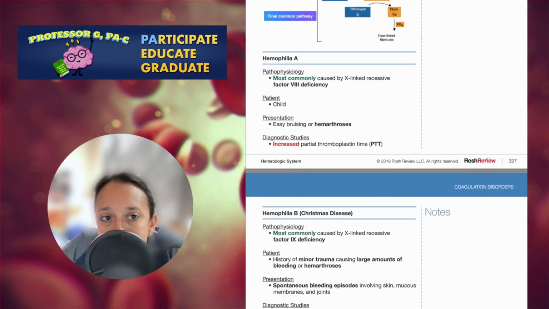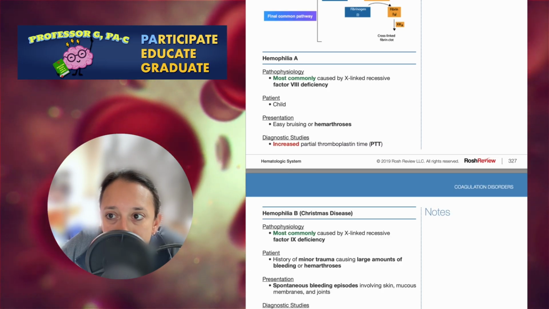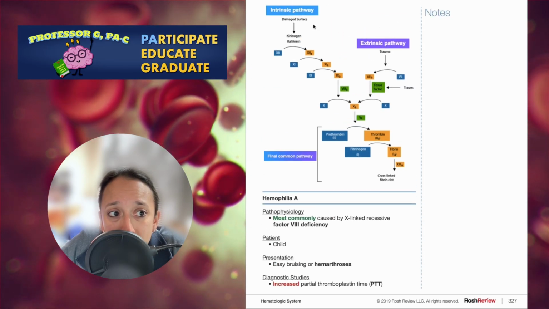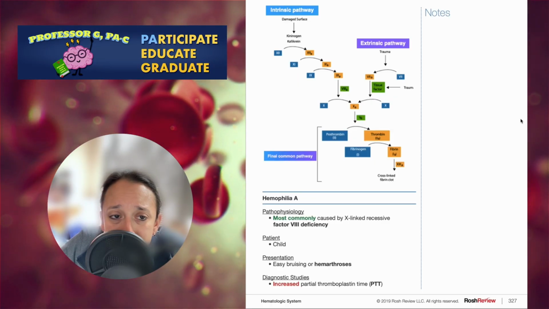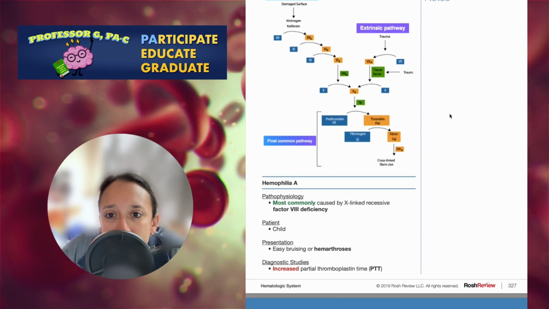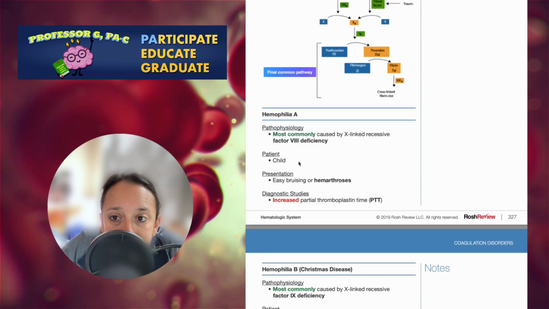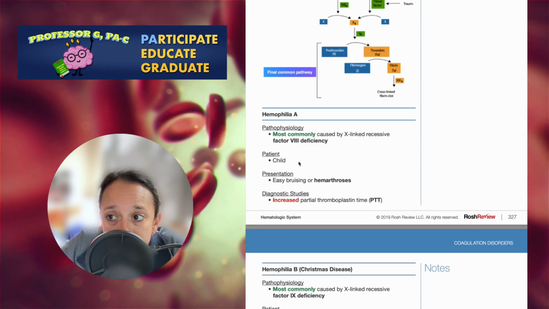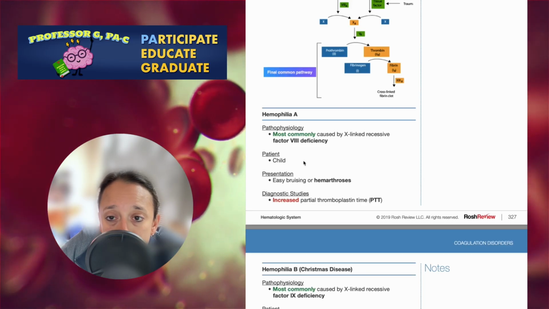So hemophilia A is a congenital deficiency of factor 8. And this is part of the intrinsic pathway. So when we look up here, it's part of this pathway. Because this factor is missing, patients can't form stable fibrin clots and they experience prolonged bleeding even after minor injuries. So we often see it in children. It is an X-linked recessive disorder, which means we most often see it in males. And sometimes females can be carriers, but we often see it in males and in children.